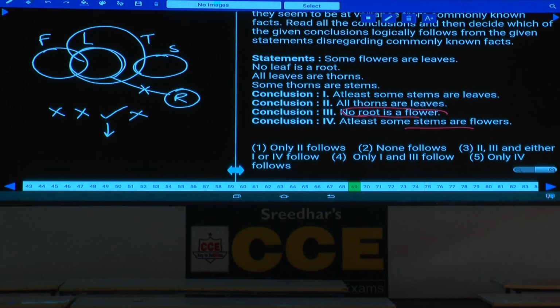As no root is a flower, now we need to prove some roots are flowers. Tell me whether I can draw my root like this or not. Yes, because this root should not be intersected with leaf, but it can be intersected with flower. And some roots are flowers has been proven.